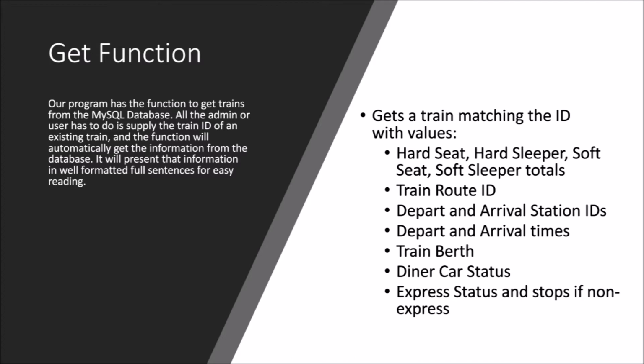When this function is executed, it gets a train matching the ID with these values. For hard seat, hard sleeper, soft seat, and soft sleeper totals, it will tell how many tickets have been sold and how many tickets remain to be sold. It will give the train route ID, the depart and arrival station IDs, the depart and arrival times, the train berth, where it will be taking off from, the diner car status, the express status, and if the train is non-express, it will tell which stops the train will be stopping at along its route.